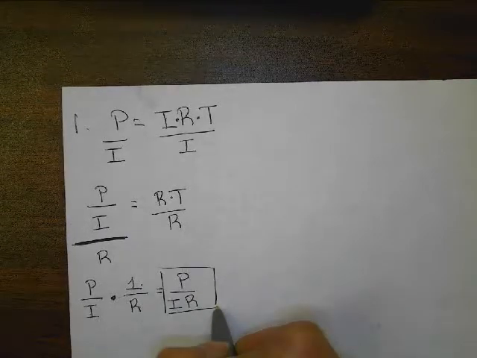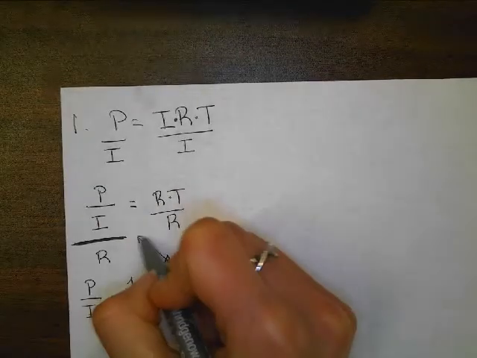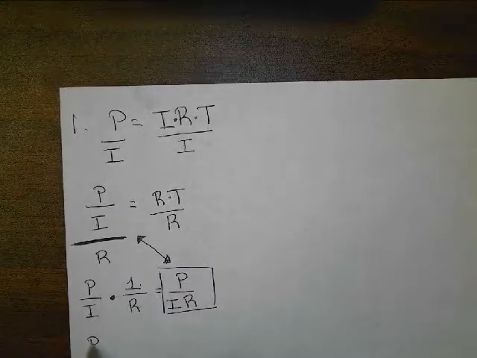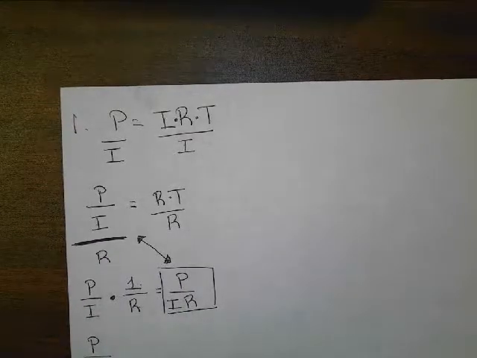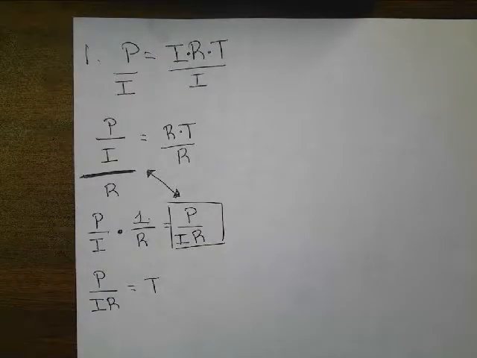So now this is what the left-hand side used to be right here. So all I did was take this and simplify it to look like this. So now I have P over IR, and that's going to equal T. And now T is by itself, which is what we wanted.